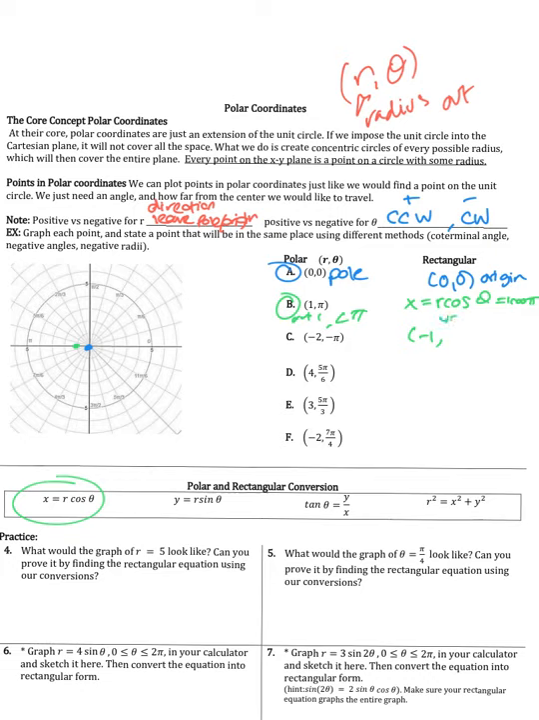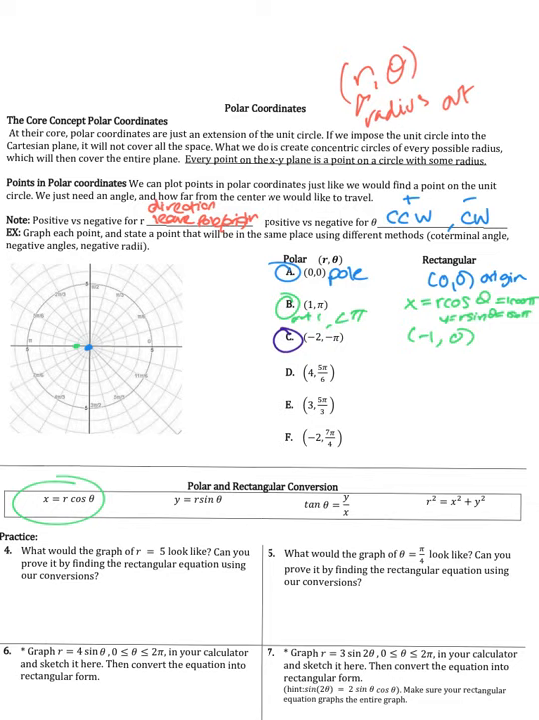Y is equal to r sine of theta. In this case, that's going to be sine of 1. No, I'm sorry. That's going to be sine of pi. So 1 times sine of pi, which is going to be 0. So in the rectangular realm, this would be the point negative 1, comma, 0.